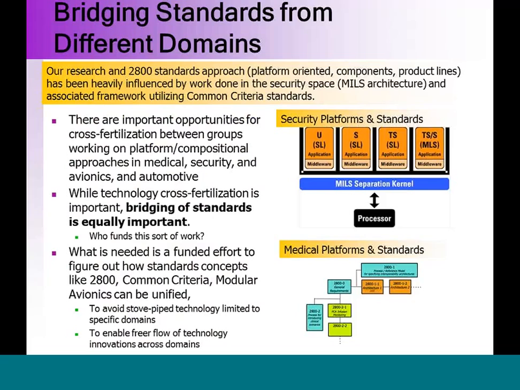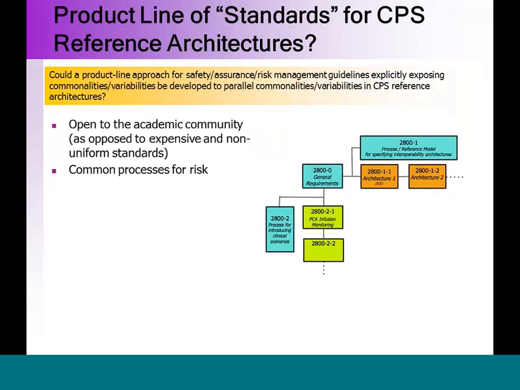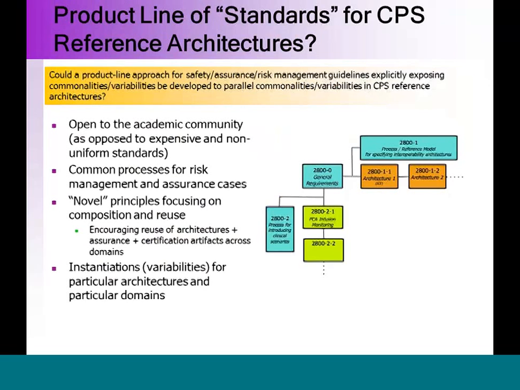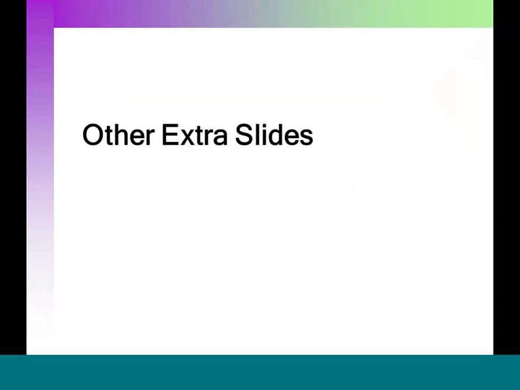So to avoid situations where we've got stovepipe technology limited to specific domains, because, for example, you build something set up to work with the Common Criteria but it's not immediately set up to work in the context of these emerging medical standards, what can we do to enable freer flow of technology innovations across domains by coordinating activities on standards development as well? Now, I've got a couple of other slides if you want to look afterward, related to standards for supporting product lines and platforms, listing the types of things that need to be addressed in this context.